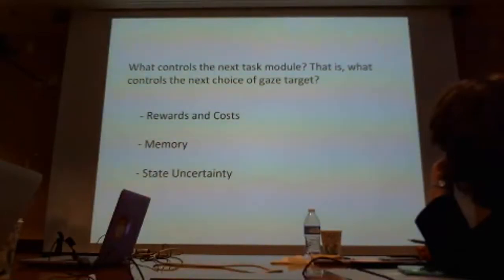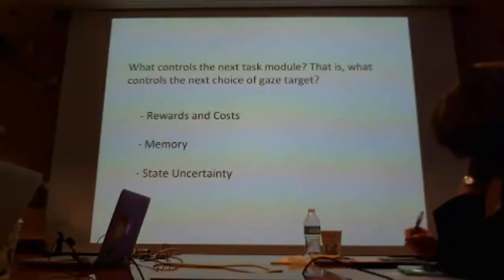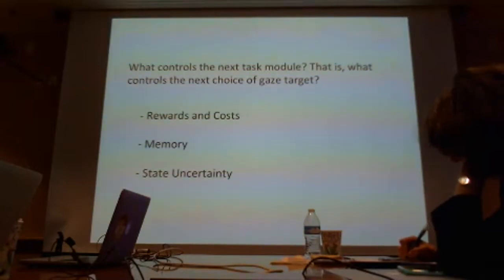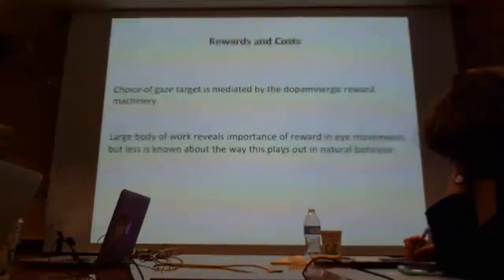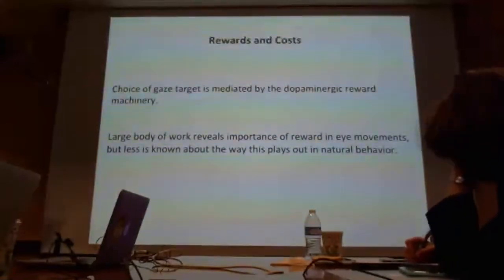So I'm going to talk about some of the things that control these transitions from one gaze location to the next. One of the big things, again, when you look at natural behavior, is just the rewards and costs of those actions. I'm going to talk about memory, and then I'm going to talk about your uncertainty about the state of the world, because that's what vision has to do for us.